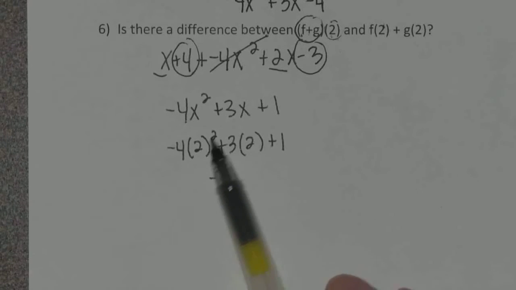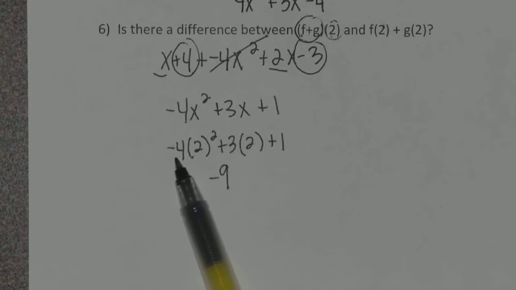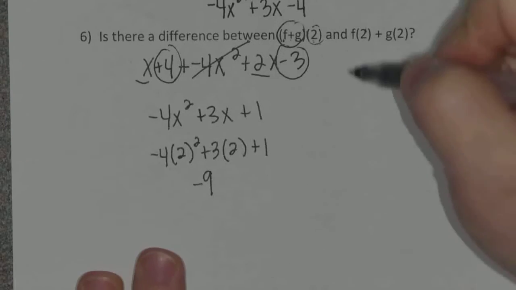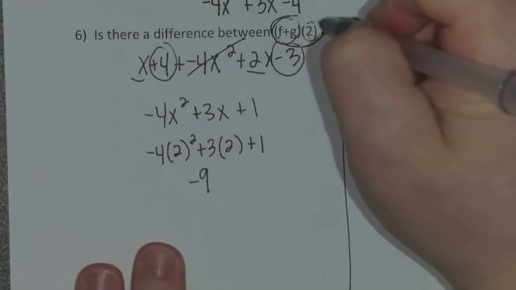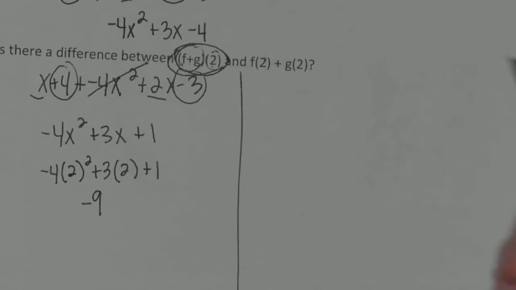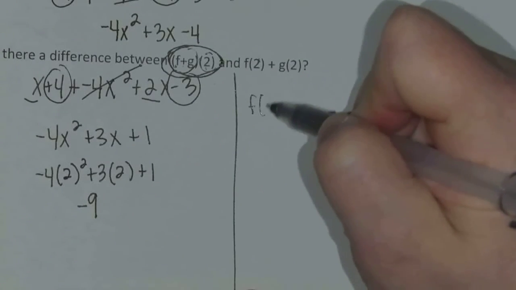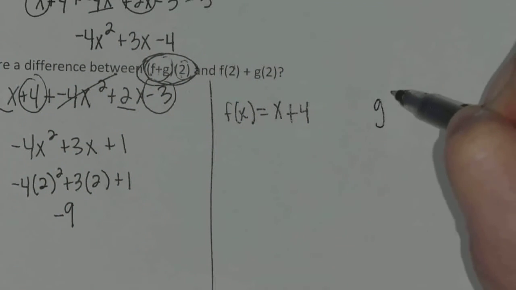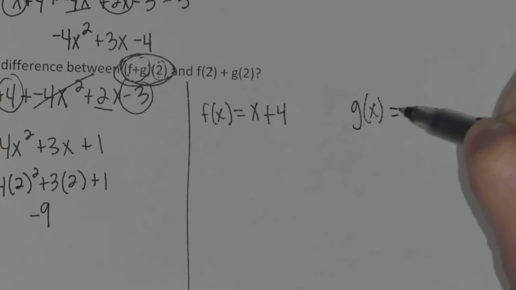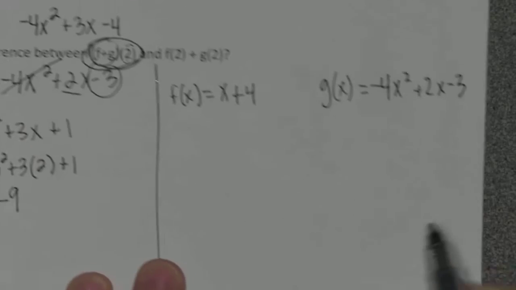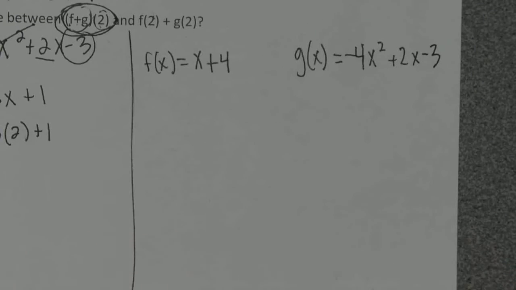Again, that's because 2 squared is 4. 4 times negative 4 is negative 16. Negative 16 plus 6 and then plus 1 gives you a negative 9. Okay, so that was this way, right? We added them together first and then we put the 2 through it. This time I want to find my f of x function, and I want to put the 2 through it first, and then I want to take my g of x function and put the 2 through it and see when I add them together if it changes my answer, okay?